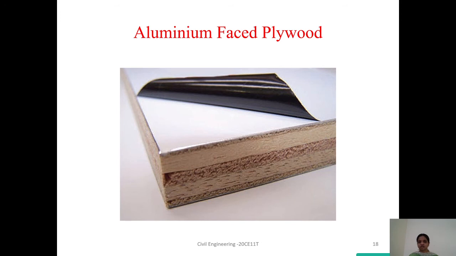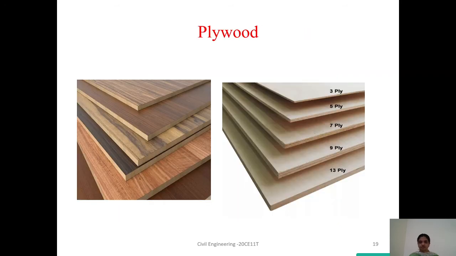So in this figure, we can see the metal faced plywood. Here it is aluminium faced plywood. Here we can see the plywood with different layers or plies, which are an odd number. You have 3-ply, 5-ply, 7-ply, 9-ply and 13-ply.